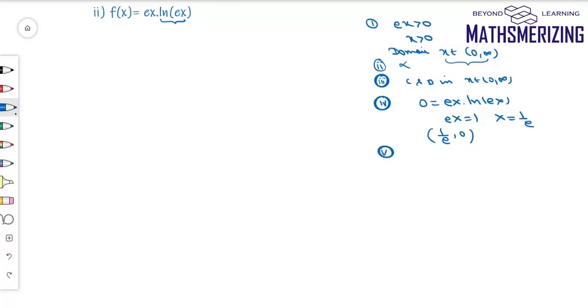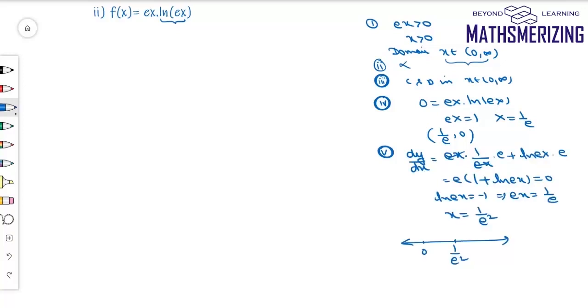Now the fifth step is I'll differentiate the function. I'll find dy by dx. I'll put it equal to 0. I'll find critical points. I'll mark the point on a number line. Now when x is greater than 1 upon e, 1 plus ln x will be positive, and before that it will be negative. So that means from 0 to 1 upon e, it will be a decreasing function, and then after 1 upon e, it will be an increasing function.